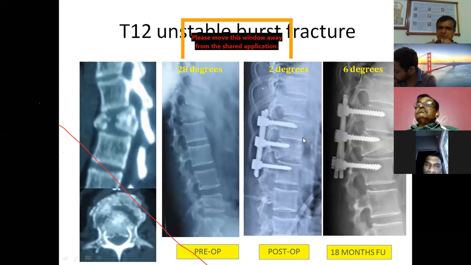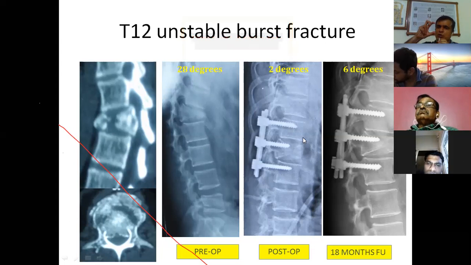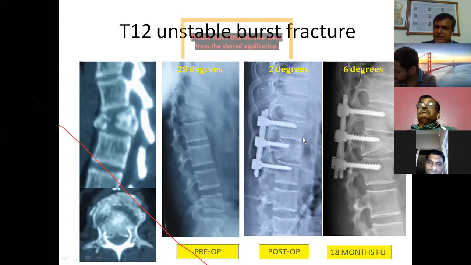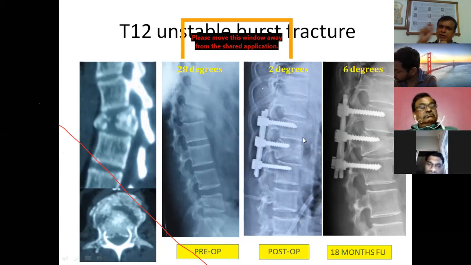Or if you're in doubt, you can get a flexion extension view. When you get a flexion extension view, when the body is fully united, there won't be any problem. If the body is not fully united, as I said earlier, there is a vacuum phenomenon. It can occur in burst fractures and compression fractures. Then there is a non-union of the vertebral body, and then you have to intervene surgically.